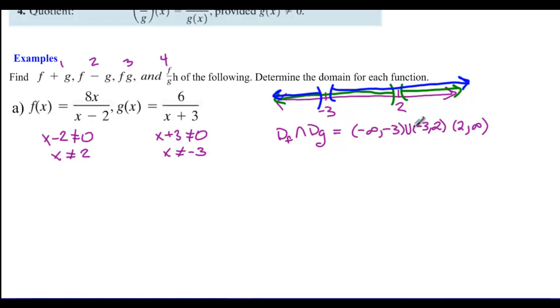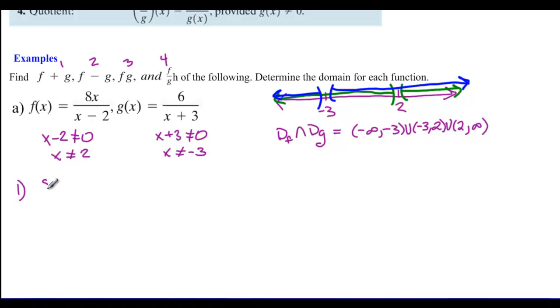And again, we're going to put unions in between. So it's saying this interval and this interval and this interval. So this is the domain for the composition of functions for whenever we add, subtract, and multiply. All right, so let's do the first one.